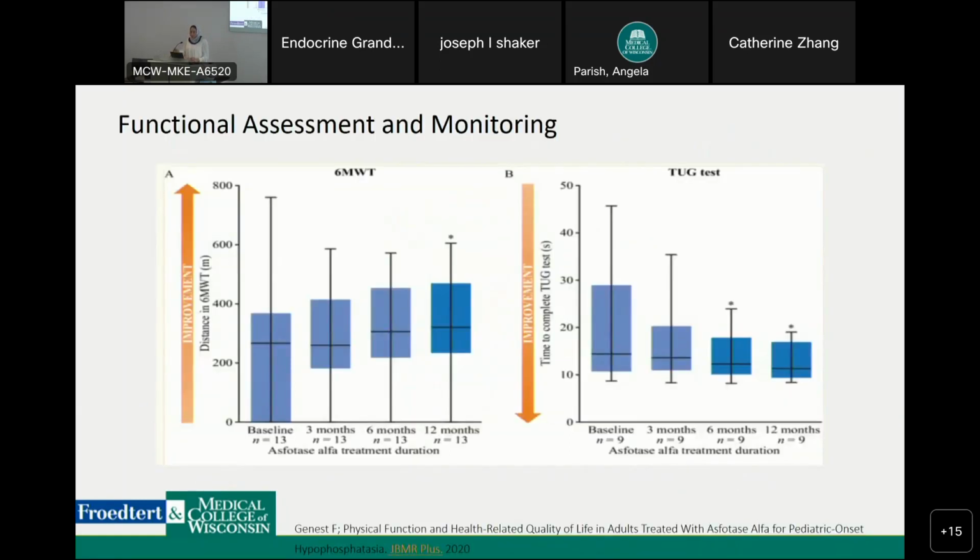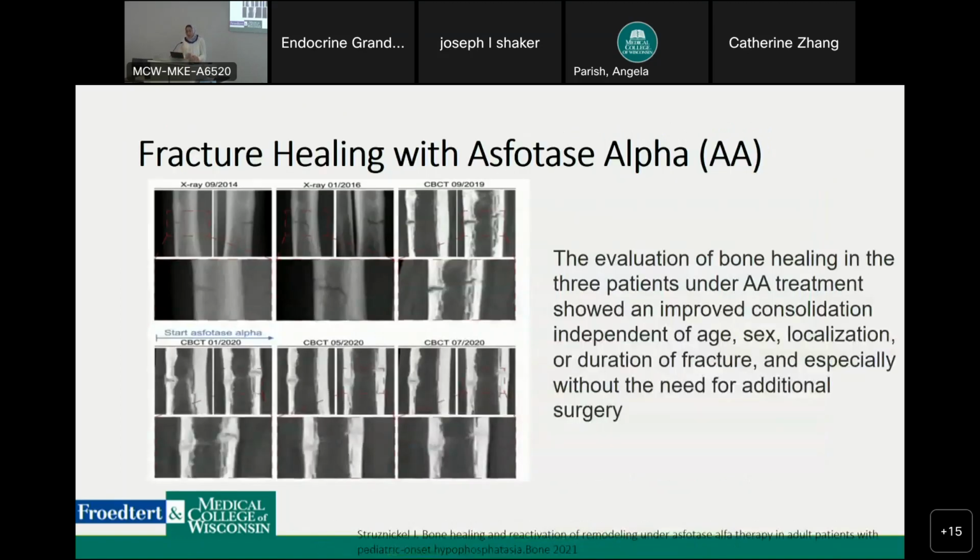And when we start a patient on asfotase alfa, we follow their response to treatment by the 6-minute walking test and the timed up and go test, and we can see that starting from 3 months we can notice improvement in the function of the patient. It's also been studied in 3 patients who had fractures, and the evaluation of bone healing in these patients showed improvement in the fractures. So it seems that it does help with healing of the fractures as well.